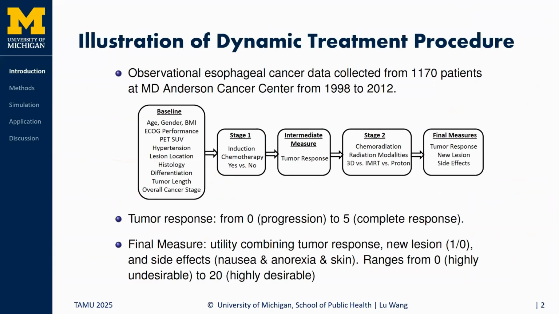And here's an example to illustrate what this dynamic treatment procedure is. This is an example from MD Anderson Cancer Center, how they take care of their patients. These are their esophageal cancer patients, with the information collected a long time back, from 1998 to 2012. So they have over 1,000 patients, which is very nice for us to study.